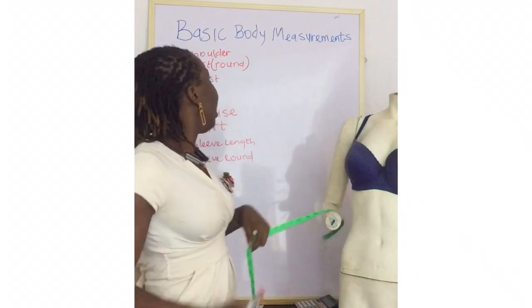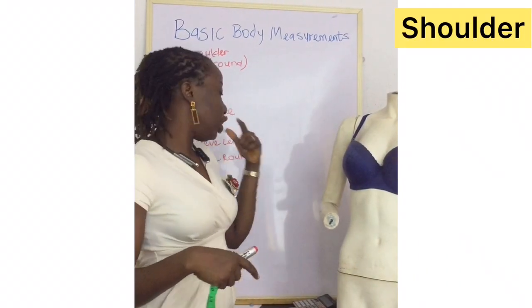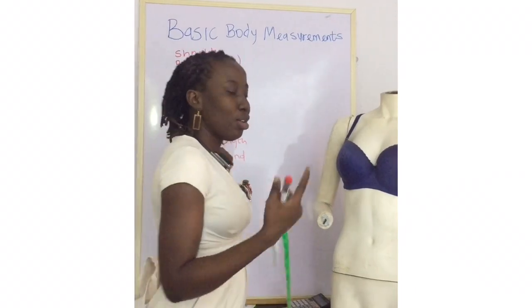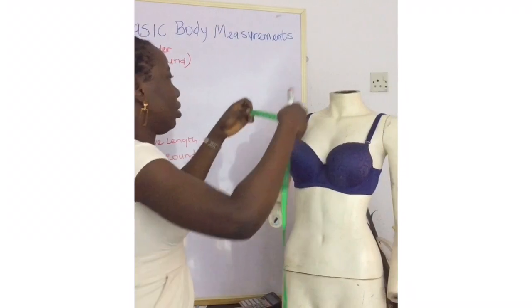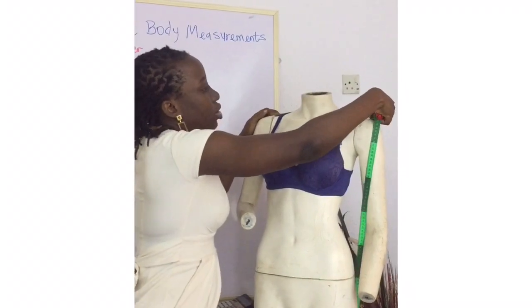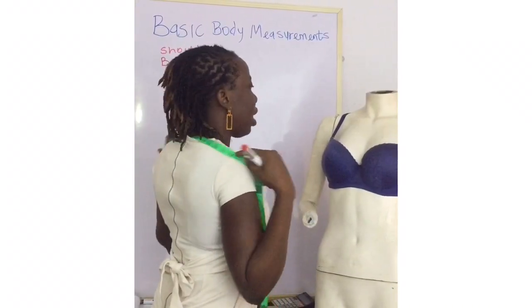So we have the shoulder measurement. Shoulder measurement is from your shoulder to another, the back cross shoulder. You might not see that very well, but this is it, from one shoulder to another.